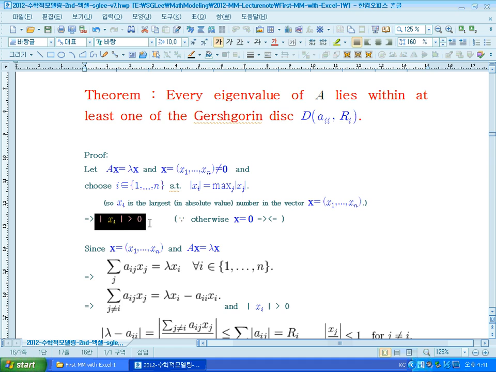Okay, so the absolute value of x_i should be positive. If not, if the largest one is equal to 0, then all the others are zeros. That means x has to be a zero vector, which is a contradiction. So, since x is a non-zero vector, the absolute value of x_i, the largest absolute value in x, should be positive.